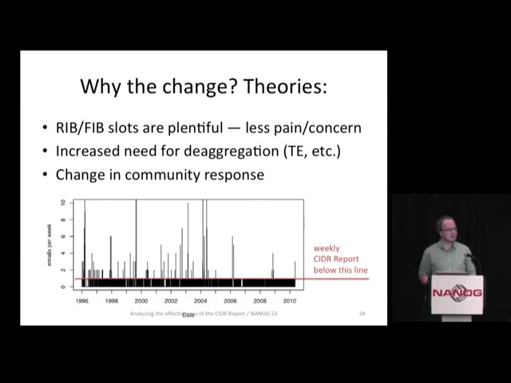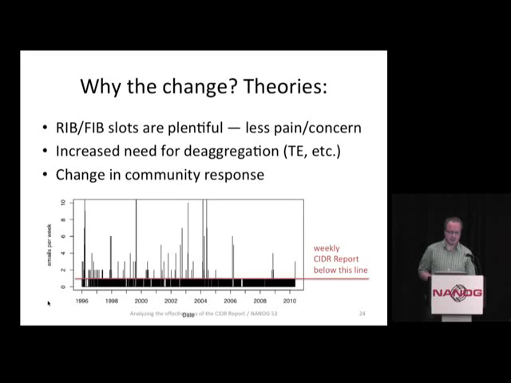So if you believe the CIDR report once was effective and no longer, why did it change? Talking to operators, I've gathered a bunch of theories, and would certainly appreciate your thoughts as to whether you think these theories are reasonable or not. But the first, I think, is that RIB and FIB slots are much more plentiful now, and so there's less pain or concern about people injecting a few extra prefixes into the table, and conversely, you doing the same. There's just not the same motivation to be unhappy about it, especially because, as well, I believe the internet routing table does not dominate what people need to put in their FIBs these days.